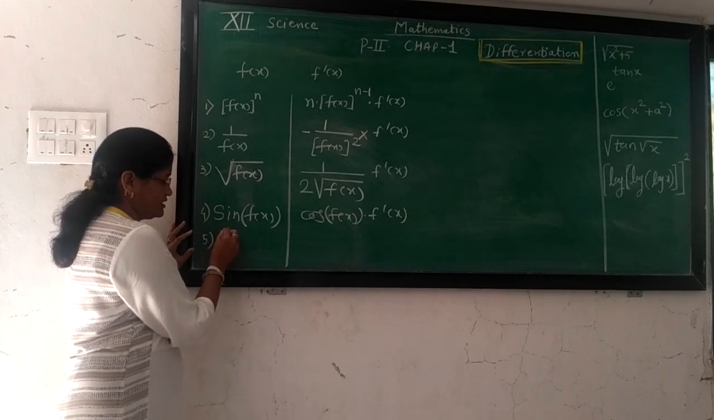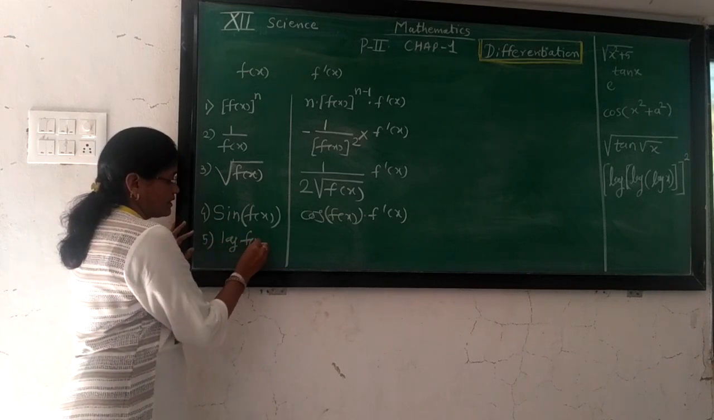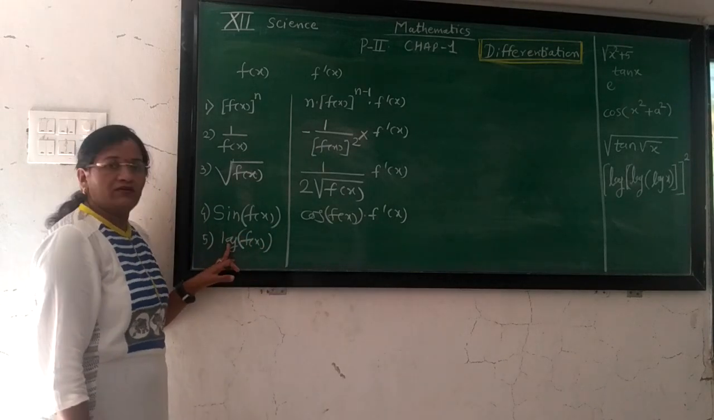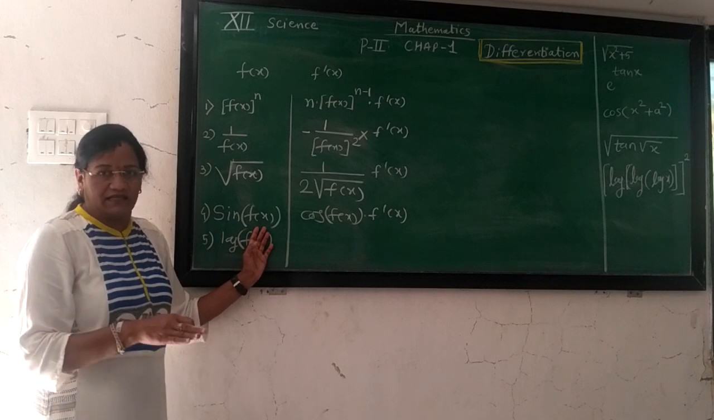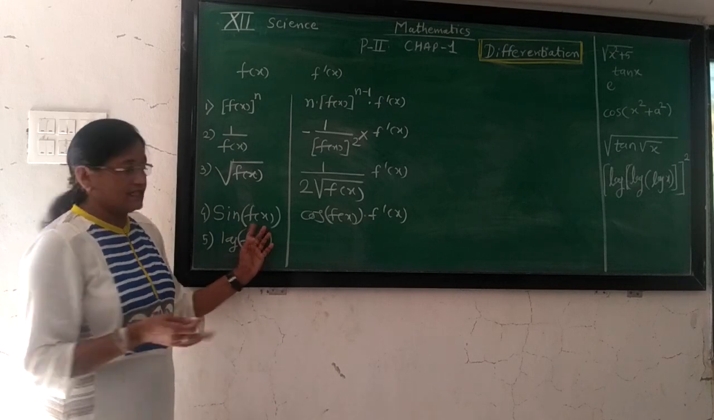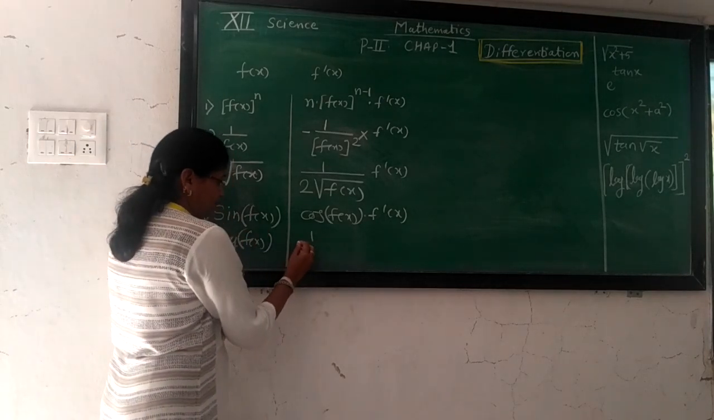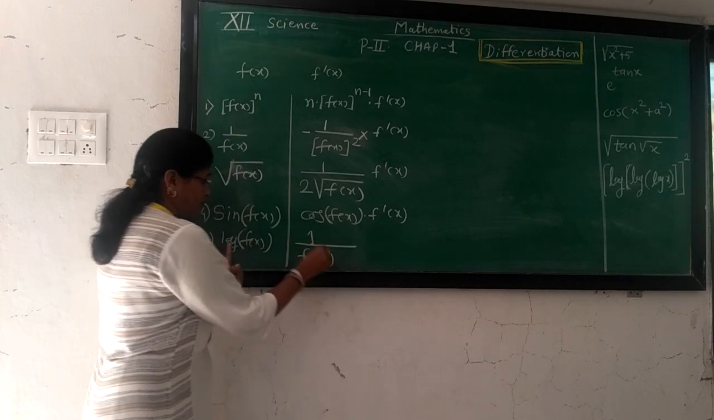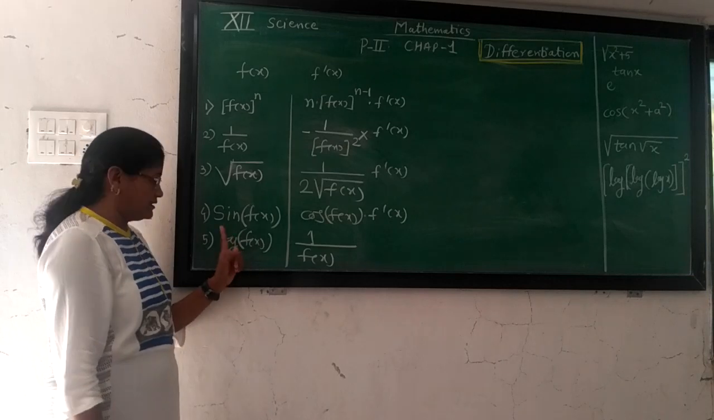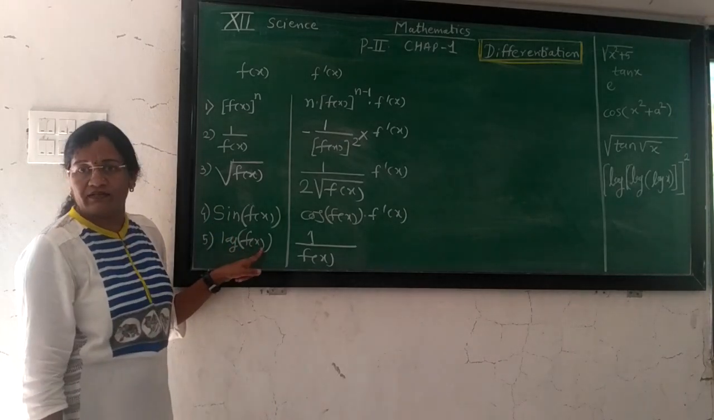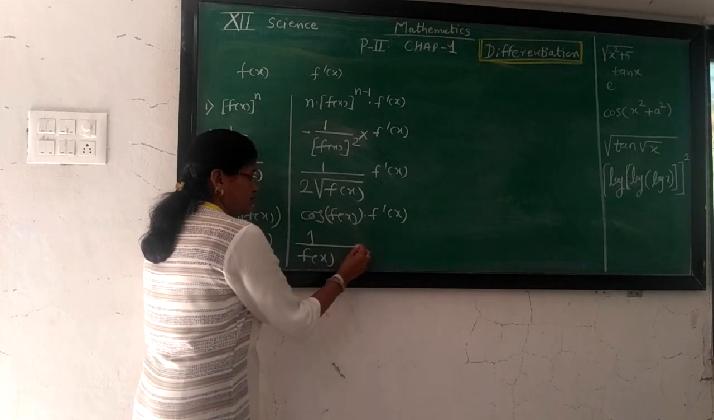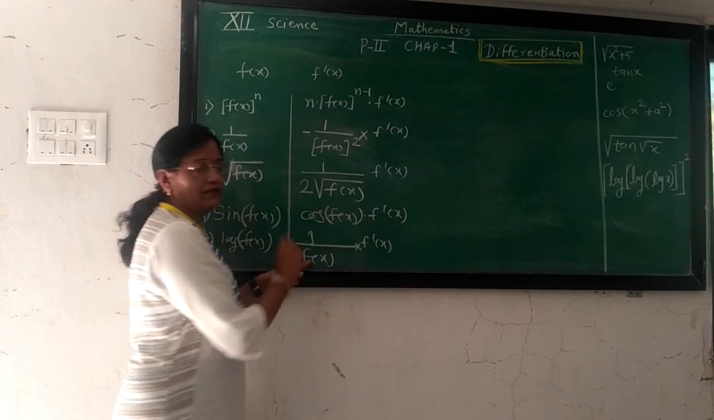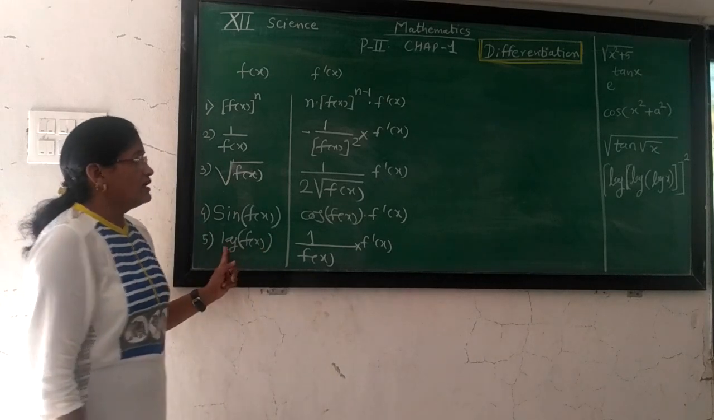Now take the function log f(x). For the natural log, the derivative of log x is 1 upon x. So here the derivative of log of f(x) starts with 1 upon f(x). After that, we proceed to find the derivative of f(x), which becomes f'(x). Therefore the result is f'(x) upon f(x), the derivative of log of f(x).